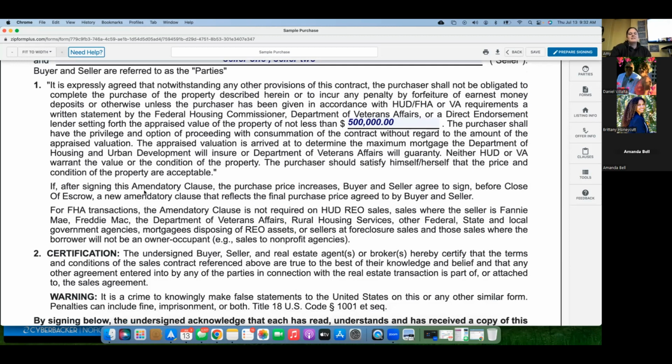If after signing this mandatory clause, the purchase price increases, buyer and seller agree to sign before close of escrow a new mandatory clause that reflects the final purchase price agreed to by the buyer and the seller. So see, it's saying that this has to have the purchase price on it.